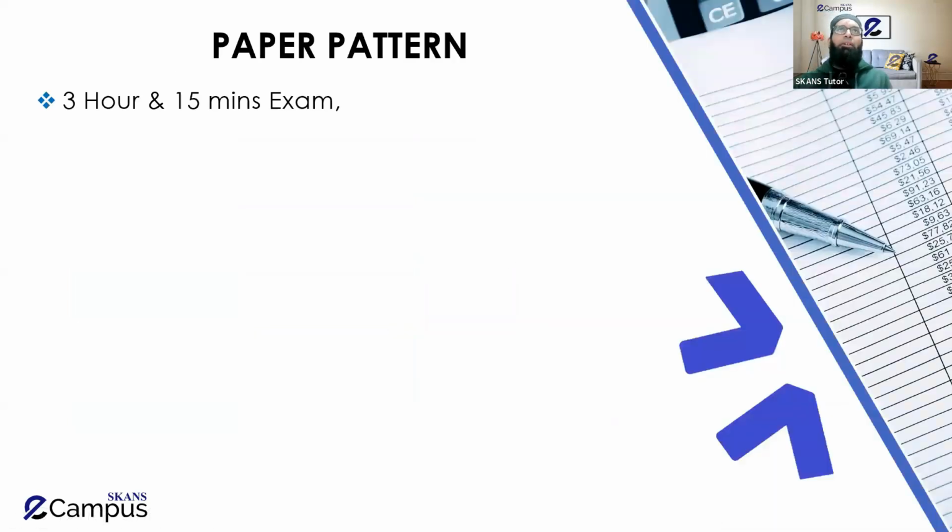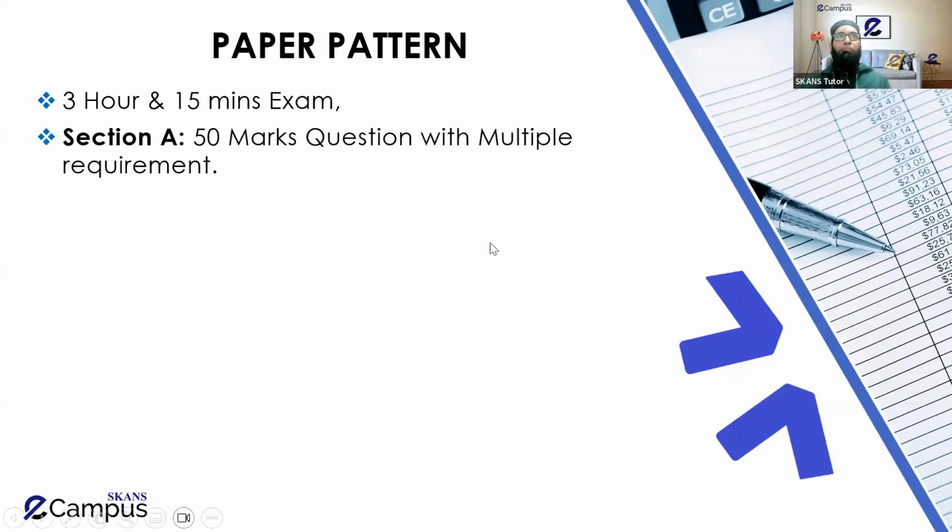Let us now discuss the paper pattern. First of all, the examination that we are going to cover is 3 hours and 15 minutes. Your complete examination is divided into 2 sections. One is section A. Section A constitutes 50% of your examination, and it will have a single question. There's only one question in it. However, that question may have several requirements which you need to address.